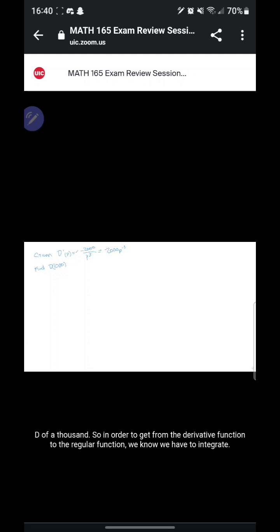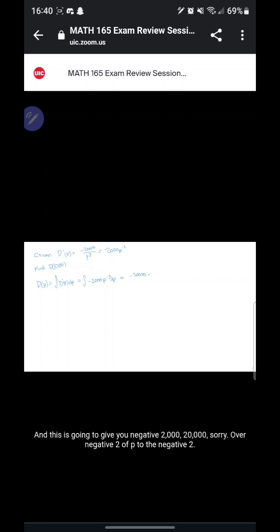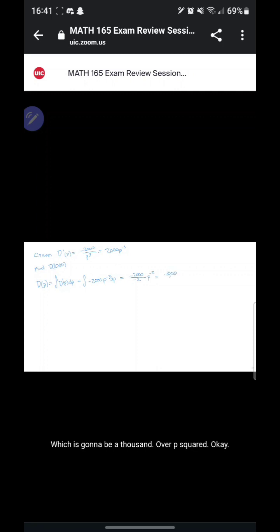So in order to get from the derivative function to the regular function, we know we have to integrate, right? So to find d of p, we need to integrate d prime of p dp, right? So it's just the integral of negative 2000 p to the negative 3 dp, and this is going to give you negative 2000, sorry, 2000 over negative 2 of p to the negative 2, right? Which is going to be 1000 over p squared.